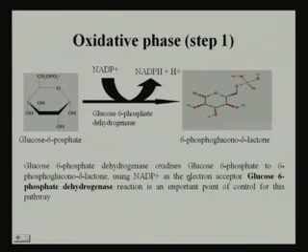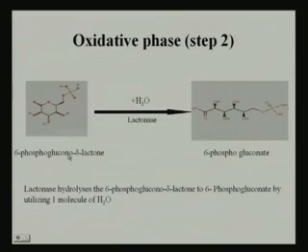Coming to the first step of the pentose phosphate pathway. As we have already seen, glucose is converted to glucose 6-phosphate. Glucose 6-phosphate, in the presence of the enzyme glucose 6-phosphate dehydrogenase, produces 6-phosphogluconolactone. Here one molecule of NADPH is produced in this reaction. This particular enzyme, glucose 6-phosphate dehydrogenase, plays a significant role in controlling this pathway.